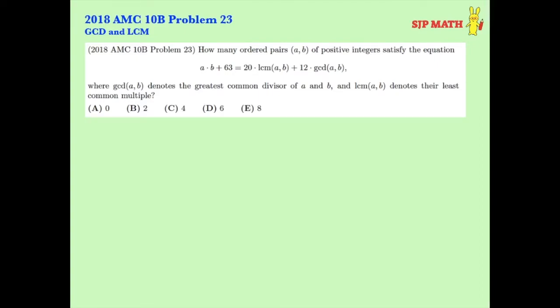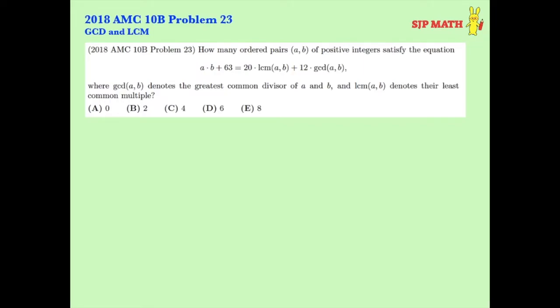So the question says, how many ordered pairs (a, b) of positive integers satisfy the equation a times b plus 63 equals 20 times the LCM of a and b plus 12 times the GCD of a and b, where GCD of a and b, well, you guys already know this. So first, this equation looks really complicated, like how would you solve this?